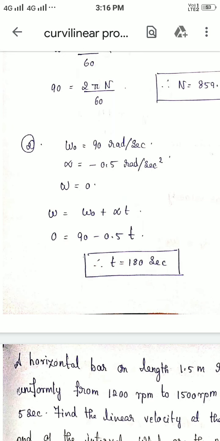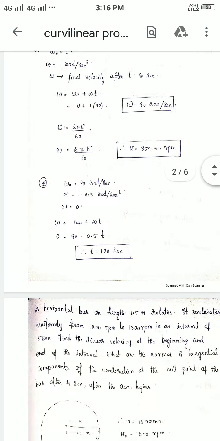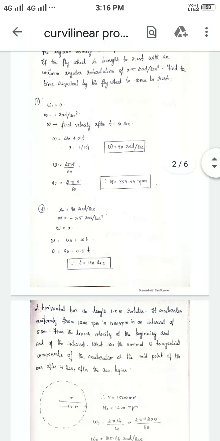It will take 180 seconds from 90 to rest, that is from maximum to rest. This is your first problem. Let us go to our second problem.